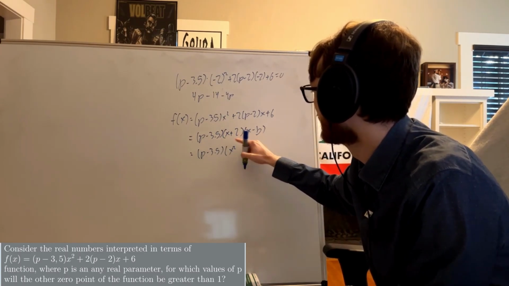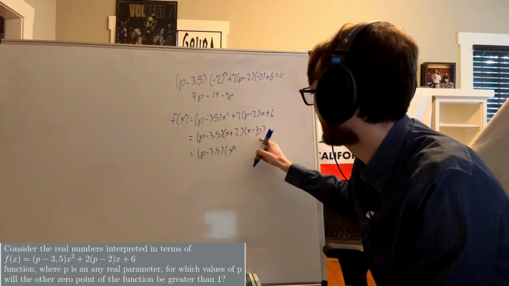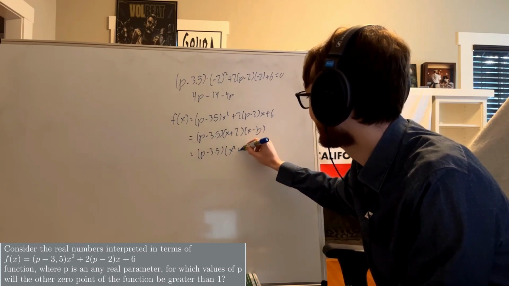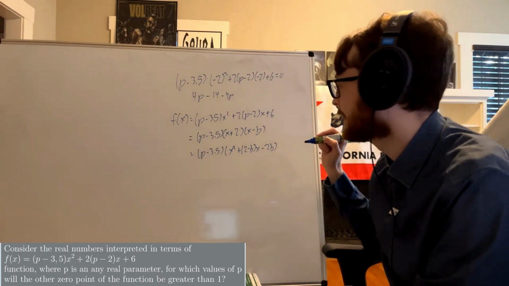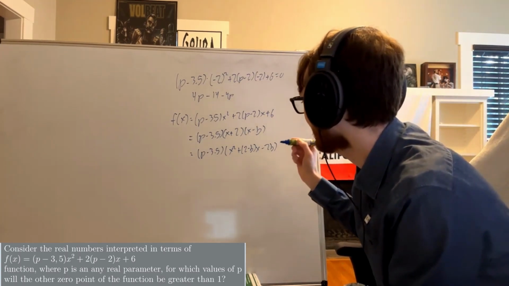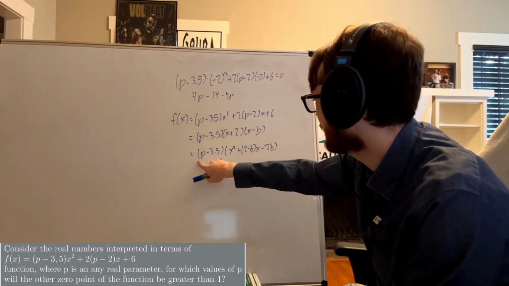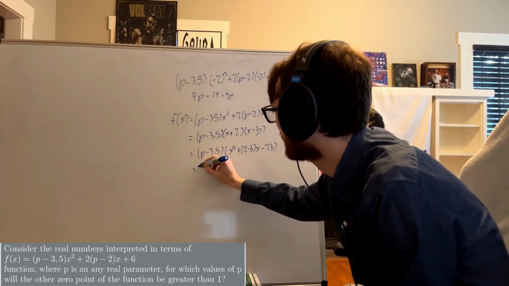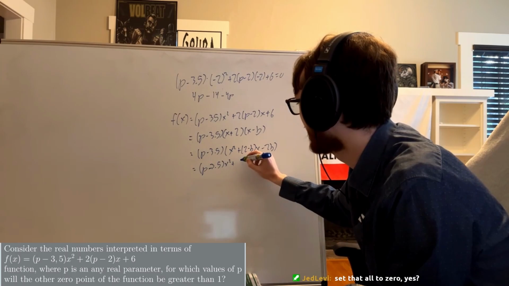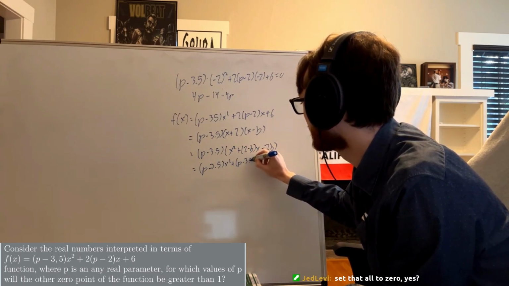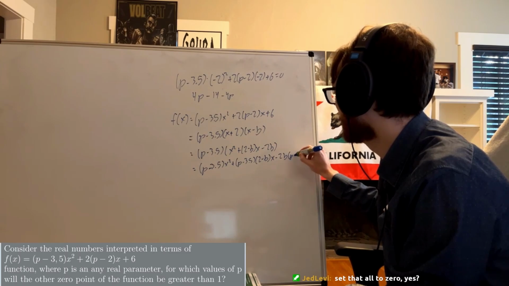X squared. Wait, we get minus xb plus 2. Okay, so plus 2 minus bx minus 2b. Okay, 2b or not 2b. And then now let's multiply in the p minus 3.5, which I don't actually want to FOIL. I want to just treat the p minus 3.5 as one unit. So p minus 3.5 x squared plus p minus 3.5 times 2 minus b x minus 2b times p minus 3.5.